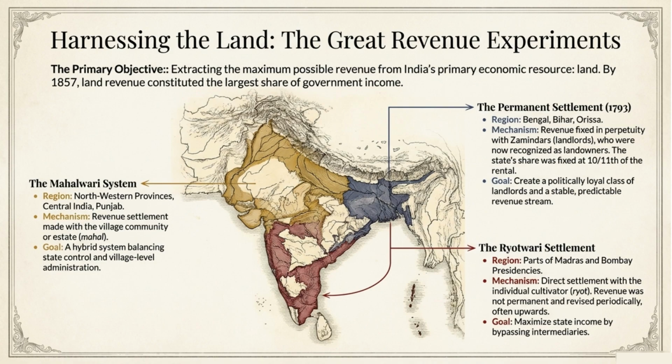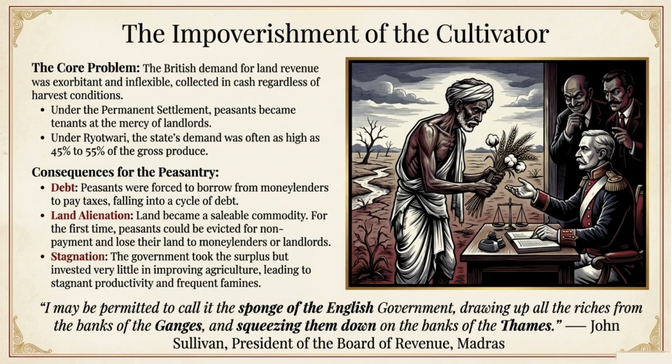The primary objective was extracting maximum revenue from the land. The Permanent Settlement of 1793 fixed revenue with zamindars. The Rayotwari settlement dealt directly with cultivators. The Mahalwari system constituted a hybrid balancing state and village-level administration. The British demand for land revenue was inflexible and exorbitant, collected in cash.